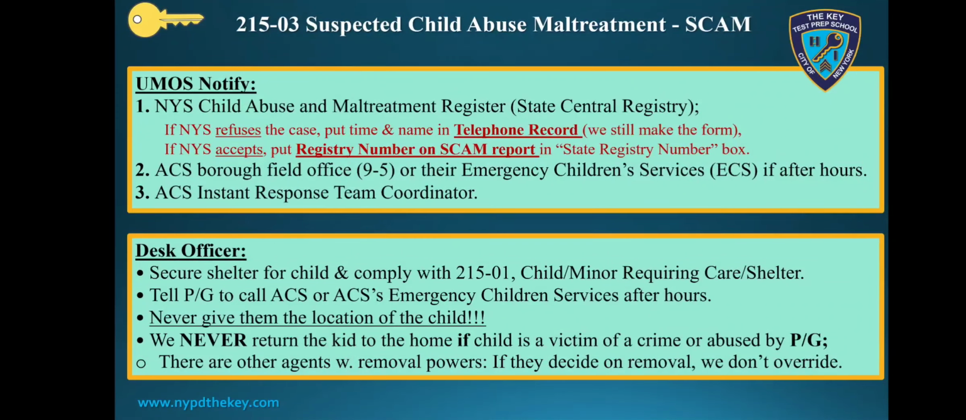So UMOS, notify New York State Child Abuse and Maltreatment Register. This is the state central registry. If New York State refuses the case, put the time and name of who you spoke to in the telephone record, and we're still going to make the form. If they accept the case, put the registry number that they give you on the SCAM report in the state registry box. That means no telephone record log if they accept the case.